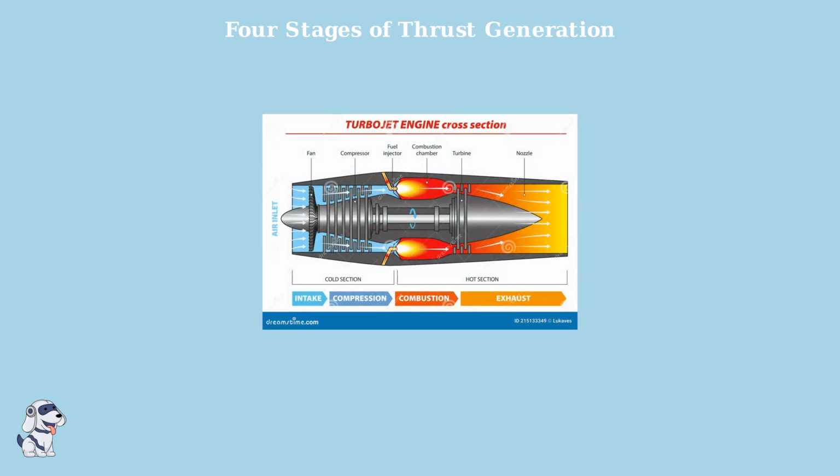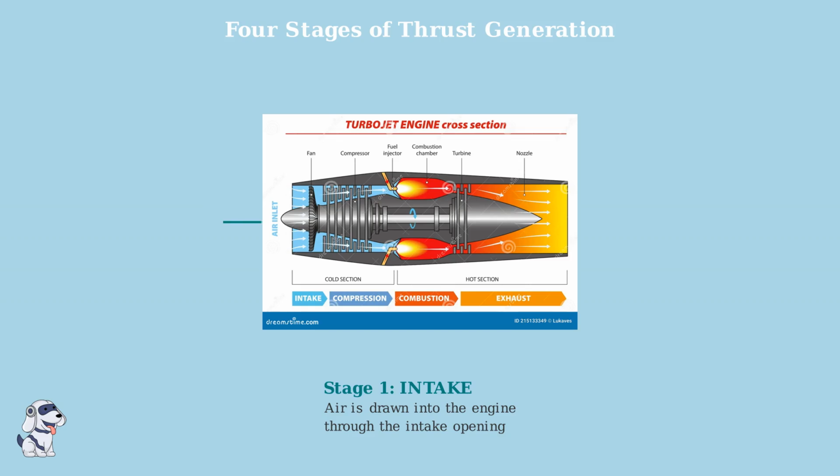This temperature entropy diagram shows how the working fluid, air, changes state as it moves through the engine. Let's examine how thrust is generated by following air through the four key stages of a jet engine. This cross-section shows the path air takes from intake to exhaust.